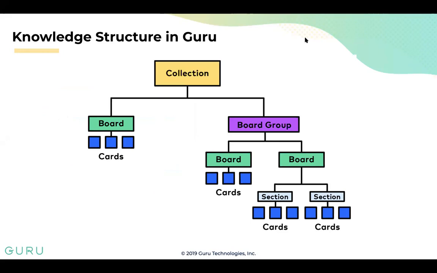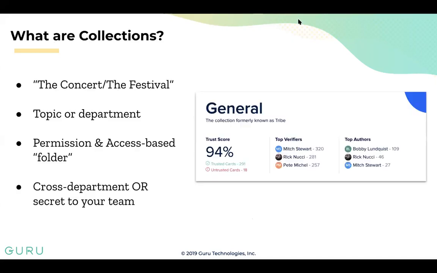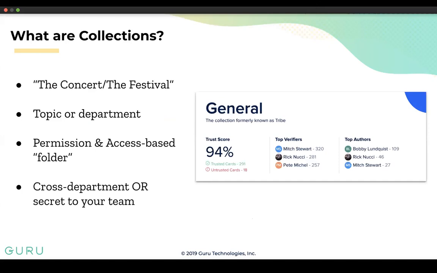Now we're going to go through this in more detail in the next Getting Started session, but this is just a broad overview of how knowledge is structured in Guru. Today we're going to focus mostly on just collections, which is the highest level of organization. To put this from a metaphorical perspective, if knowledge is music, then collections are the concert or the festival. It's where you go to get the knowledge.